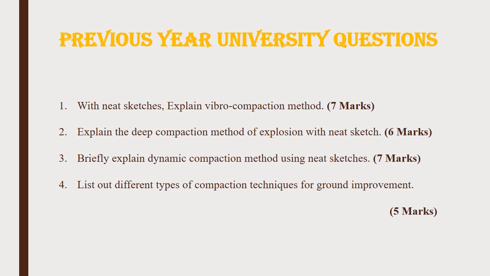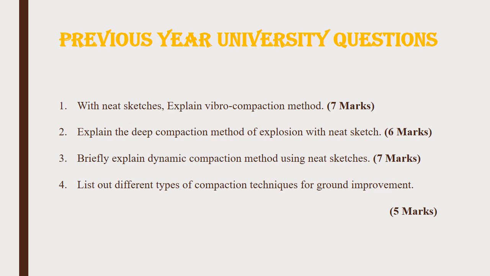Explain the deep compaction method of explosion with neat sketch. It carries 6 marks. So first of all, you have to define what is deep compaction, what is the peculiarity of deep compaction by the method of explosion, and explain the procedure for that with a neat sketch. Next question, briefly explain dynamic compaction method using neat sketches. You have to explain the dynamic compaction method and its procedure with neat sketches.